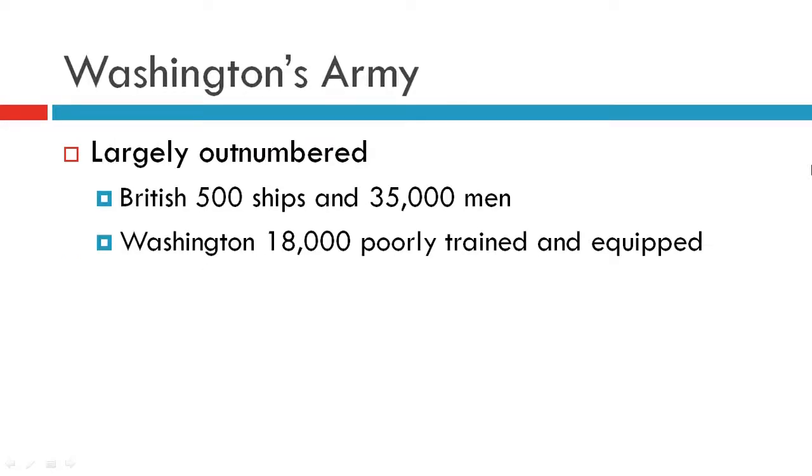Before we talk about specific battles, let's look at Washington's army in general. In a nutshell, he was largely outnumbered and didn't really have much of a navy at all. The troops that he had were few, poorly trained, and poorly equipped.